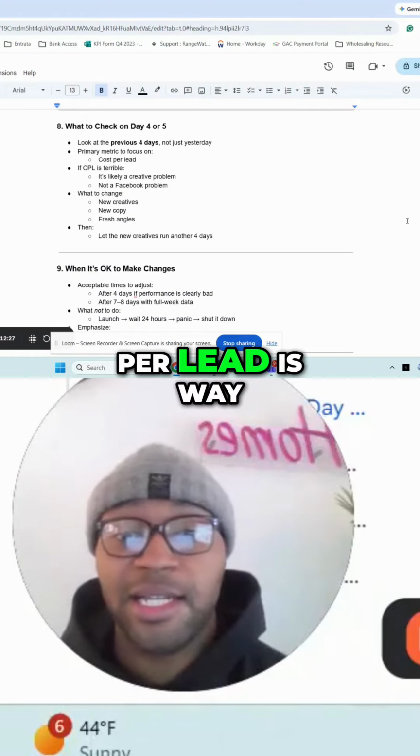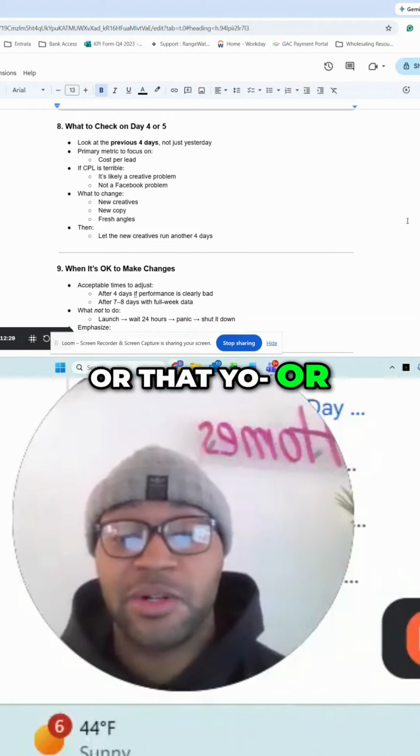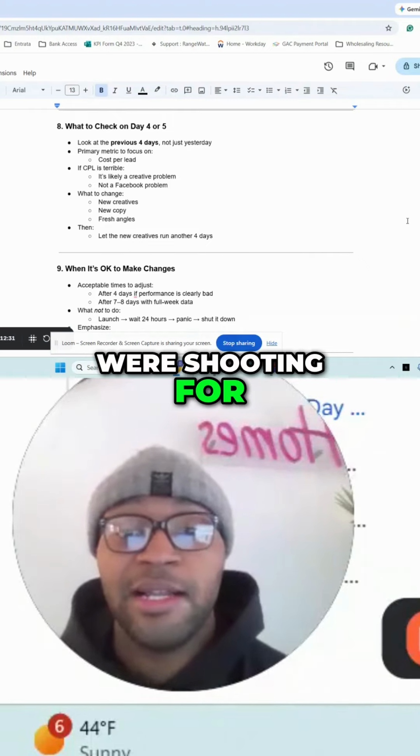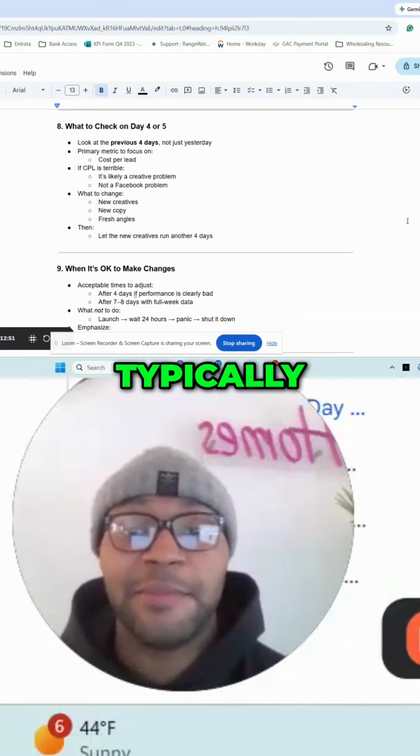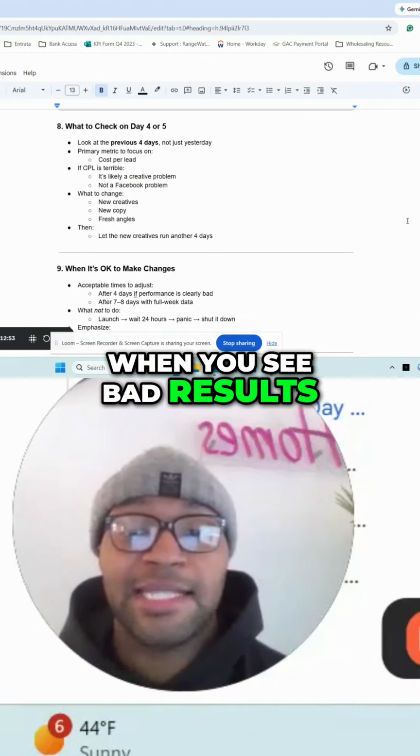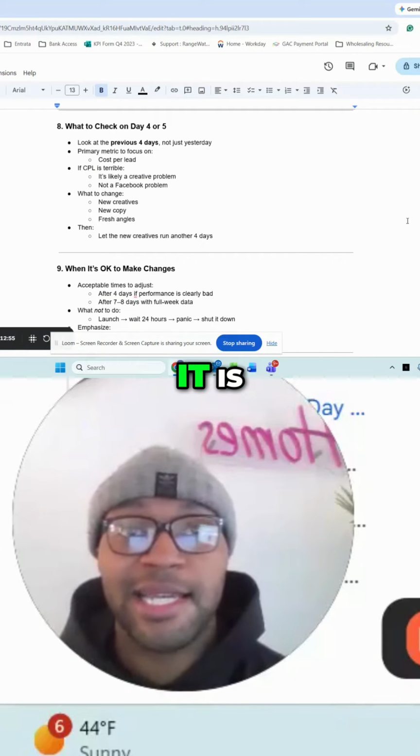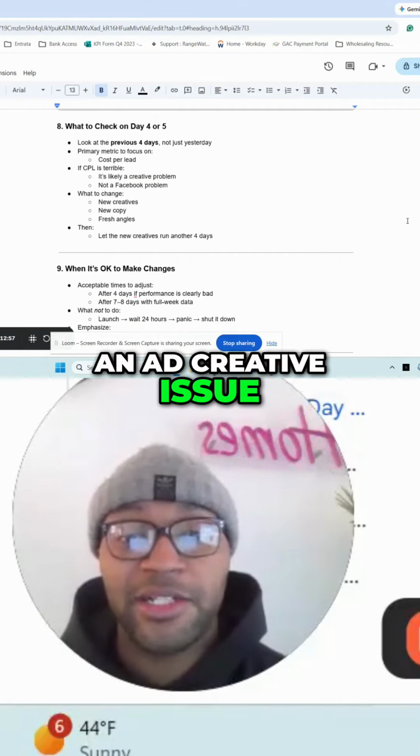But if your cost per lead is way higher than what you were shooting for, then that might be a sign that you need some new ads in there. Typically, when you see bad results, it's not a Facebook issue as much as it is an ad creative issue.